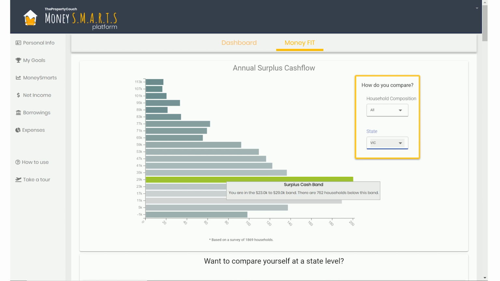Now, that means I've got some work to potentially do, but also I could be using that money already for investment. So just because you've got a really strong annual surplus doesn't necessarily mean that you're smoking it in regards to putting your money to work.